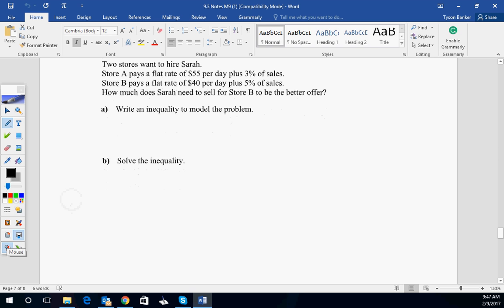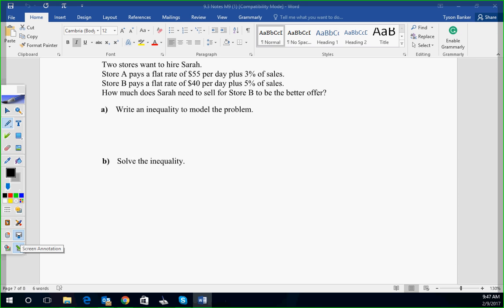Okay, so this is where you guys are going to struggle. This is where you're going to want to make sure that you're paying attention, because you have to be able to build the inequality yourself. It doesn't tell you what the sign is. It doesn't tell you how to write it. You have to do that yourself. Yeah, go ahead, Tor.